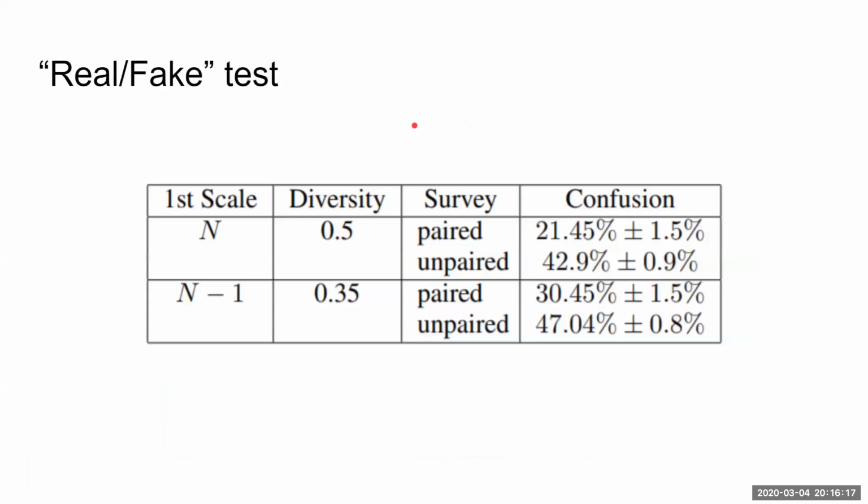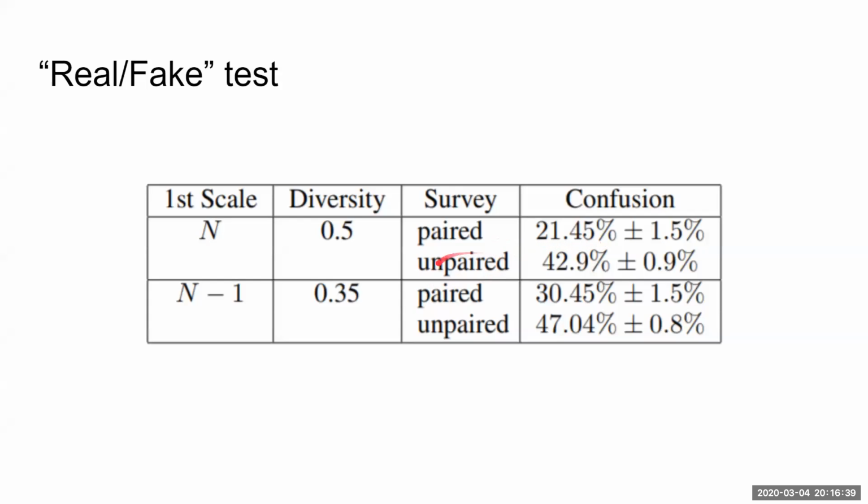So this is the real fake test that they did. In the paired version, they showed some people a real image and a fake image, and the person has to distinguish between the real and the fake. So here the confusion is almost 21.45%.